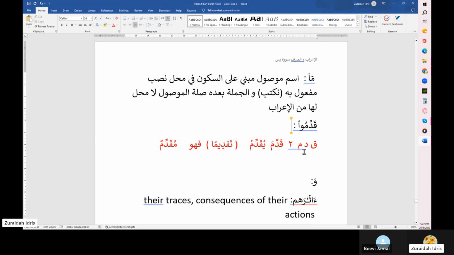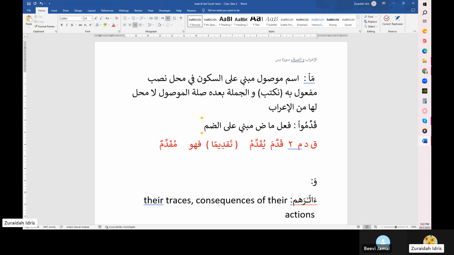We did the Sarf some lessons before, two lessons before that. So now qaddamu, what type of fi'il is this? Fi'il madi. And all fi'il madi are mabni, and in this case, mabni ala dam.